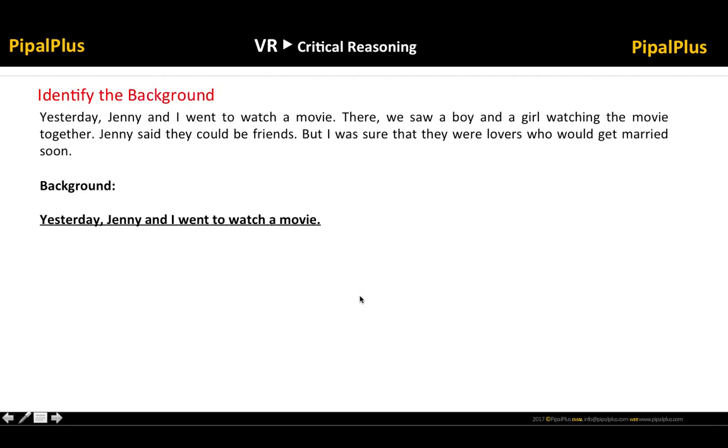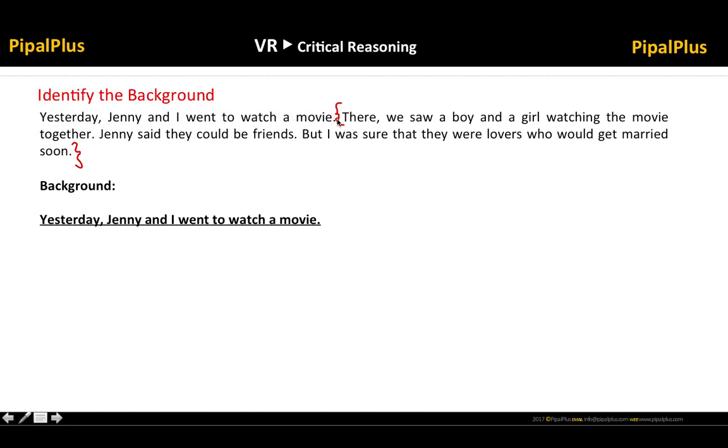Moving on. All right, so let's look at a possible background information sentence. Now, this background information may or may not always be there. Now, notice that yesterday Jenny and I went to watch a movie. This sentence presents the background of everything, of what the premise is and what the conclusion drawn was, right? So if you notice that, I can do away with this information without having much impact on the conclusion or the premise, right?